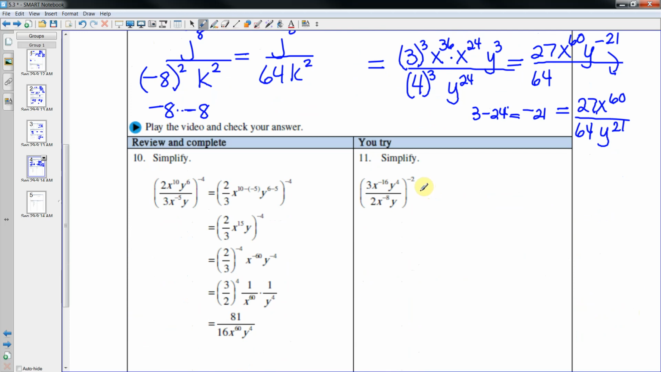Okay, this next one, let's do it since these are long. They can be very, very long. Okay, so we've got 3x to the negative 16. So I'm going to have a 3 to the negative 2. I'm going to have an x to the negative 16 times negative 2 gives me positive 32. For my y, 4 times negative 2 is negative 8. And then in the denominator, 2 to the negative 2. X, negative 8 times negative 2 is positive 16. Y raised to the negative 2.